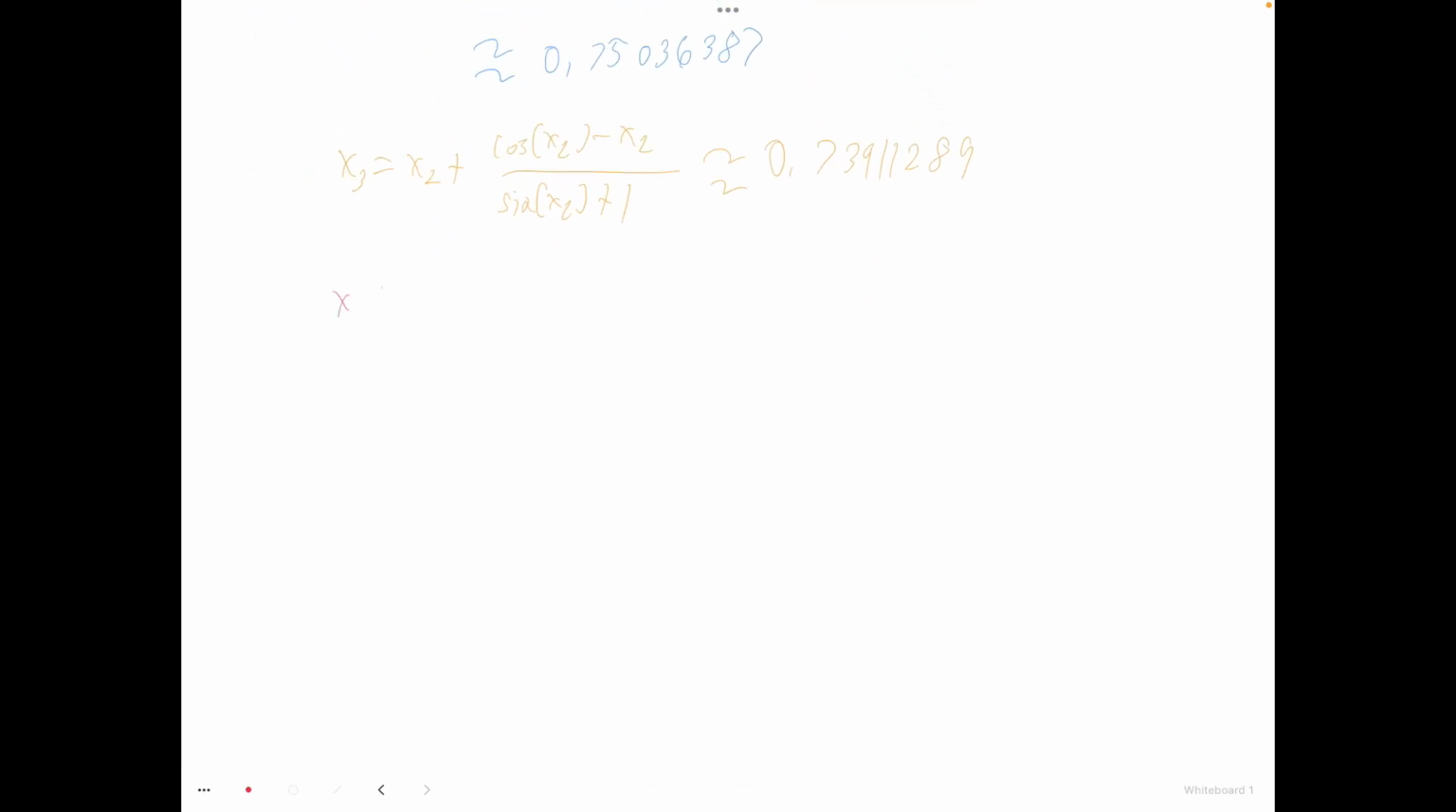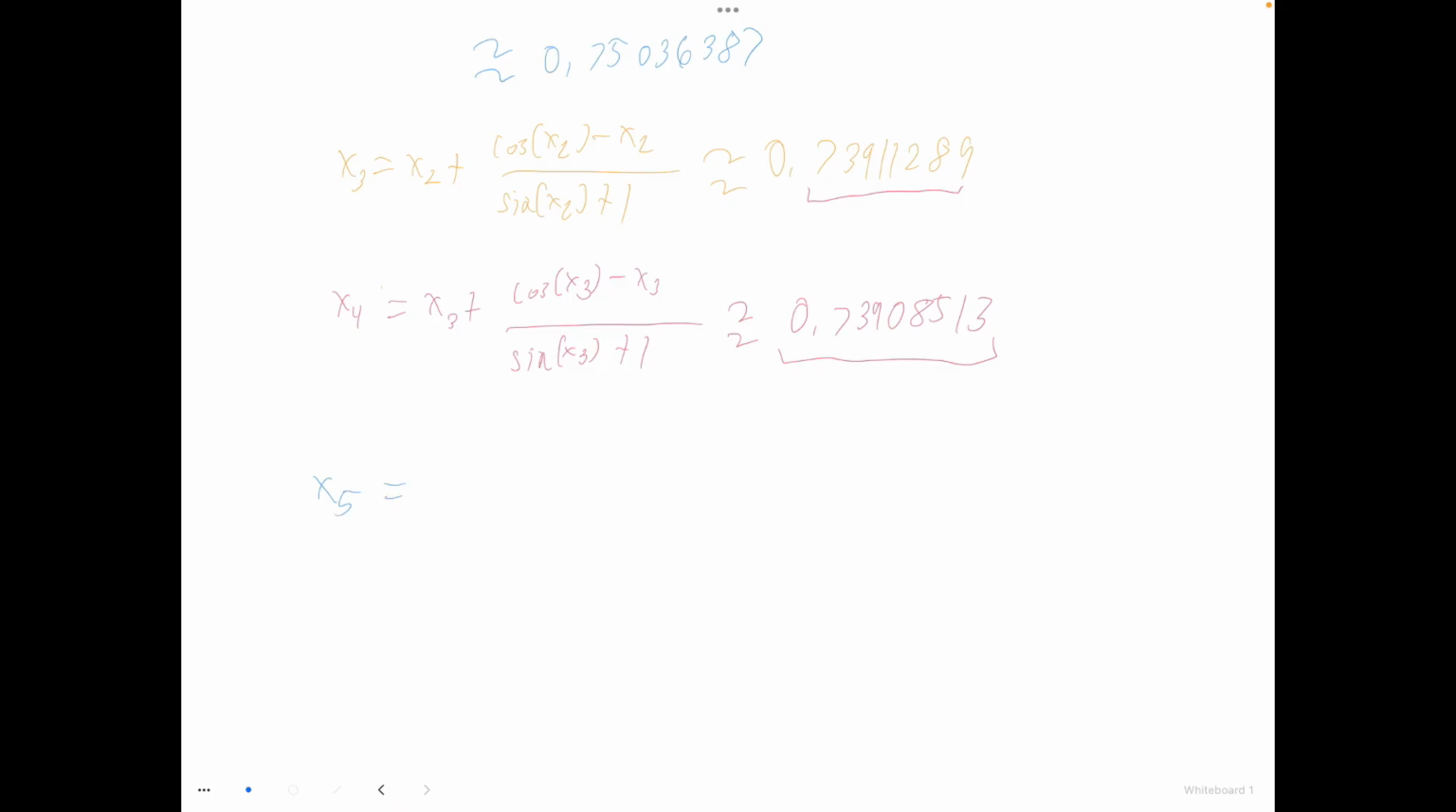So now x sub 4 is going to be equal to x sub 3 plus cosine of x sub 3 minus x sub 3 divided by sine of x sub 3 plus 1, which is approximately equal to 0.73908513. Now notice that these two solutions still differ in the first 6 places. They're not the same in the first 6 places. They're the same for the first 3, but not the first 6. And so we're going to go another step. We want to keep going until they are the same to the first 6 decimals.